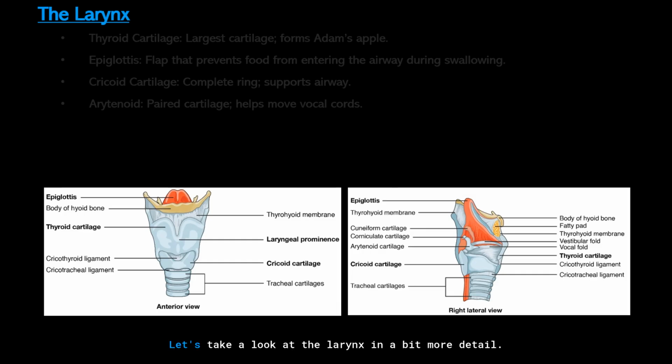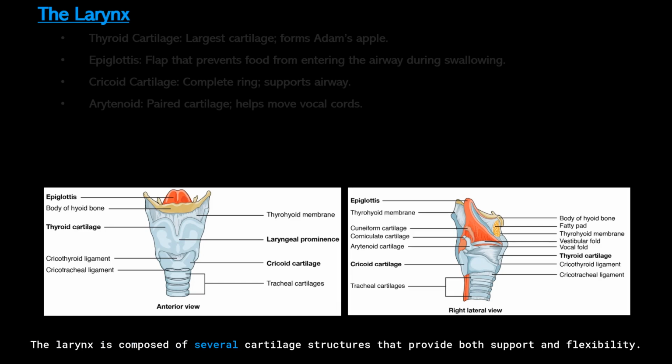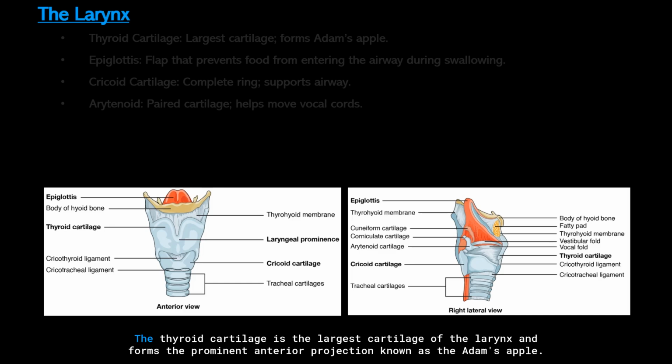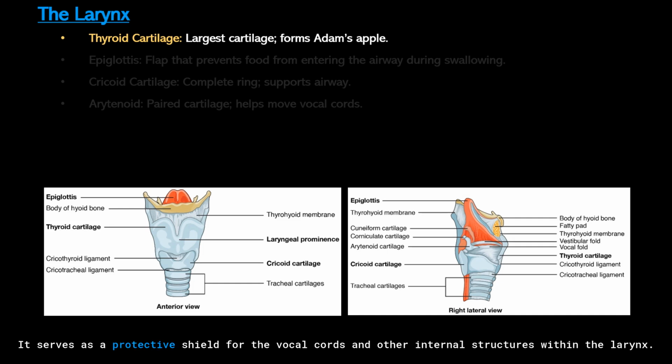Let's take a look at the larynx in a bit more detail. The larynx is composed of several cartilage structures that provide both support and flexibility. The thyroid cartilage is the largest cartilage of the larynx and forms the prominent anterior projection known as the Adam's apple. It serves as a protective shield for the vocal cords and other internal structures within the larynx.